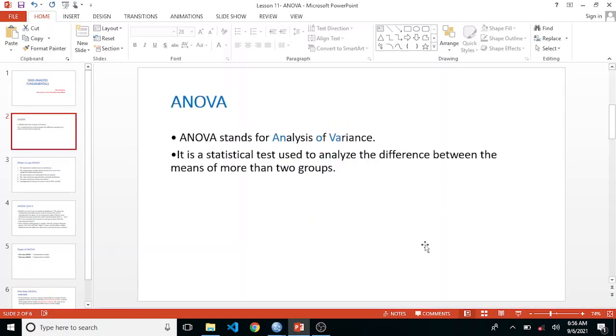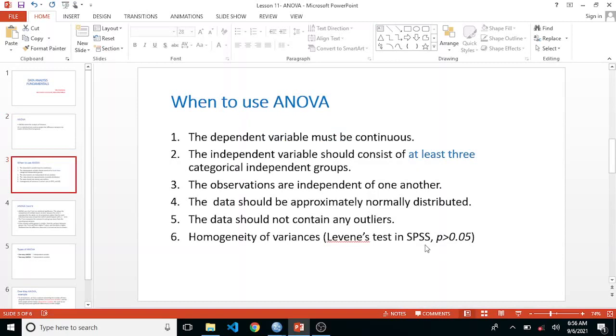So, as said, ANOVA stands for Analysis of Variance. It is a statistical test used to analyze the difference between the means of more than two groups. When to use ANOVA: the dependent variable must be continuous. The independent variable should consist of at least 3 categorical independent groups.